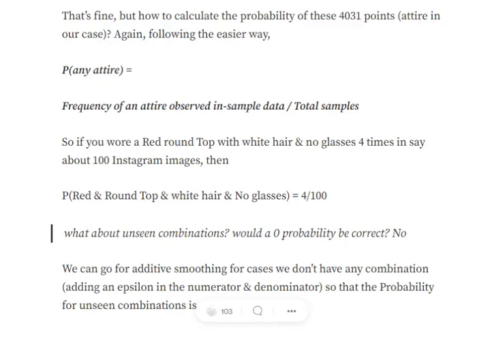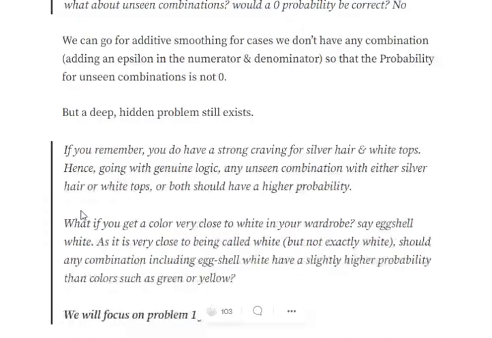Now this can again be solved by using some sort of a constant for unseen combinations. But you have missed out on a point, right? If you remember, we have a strong craving for silver hair and white tops, right? Now assume that you're trying out a new attire which includes white tops now, right?